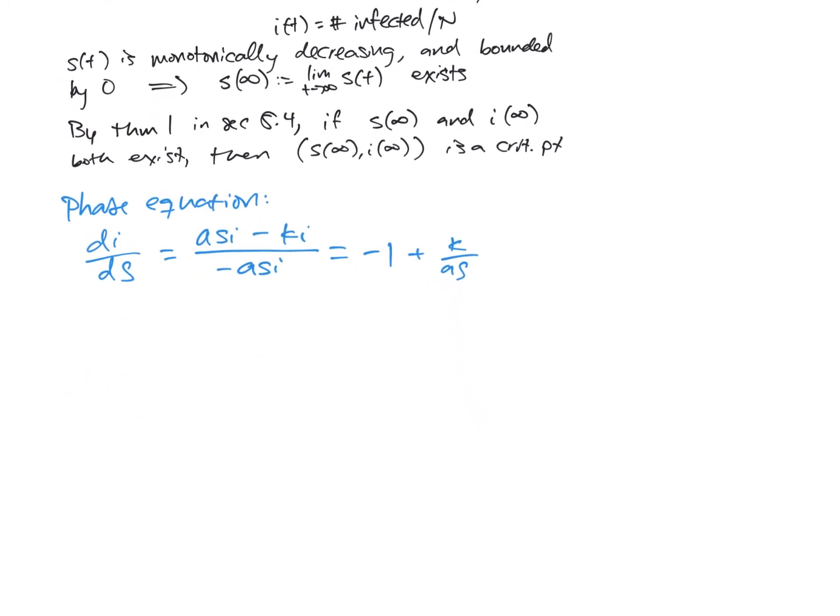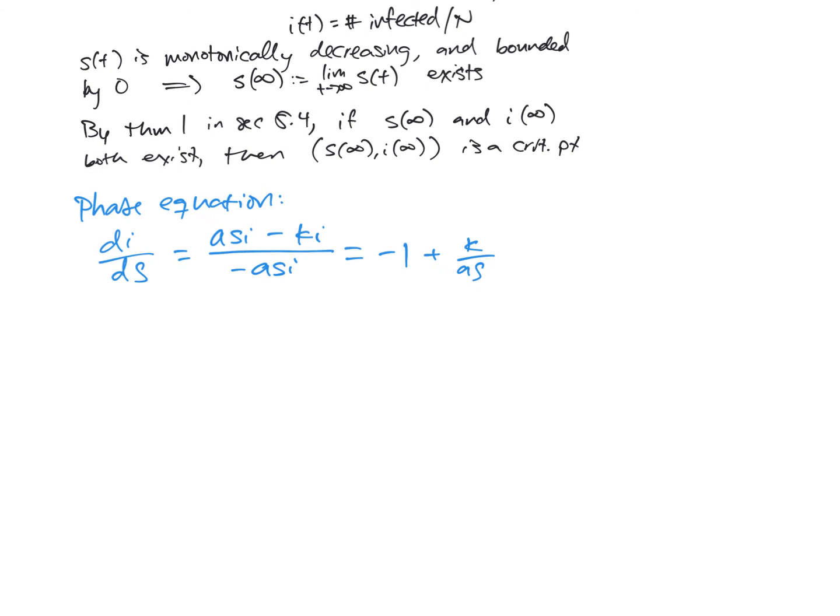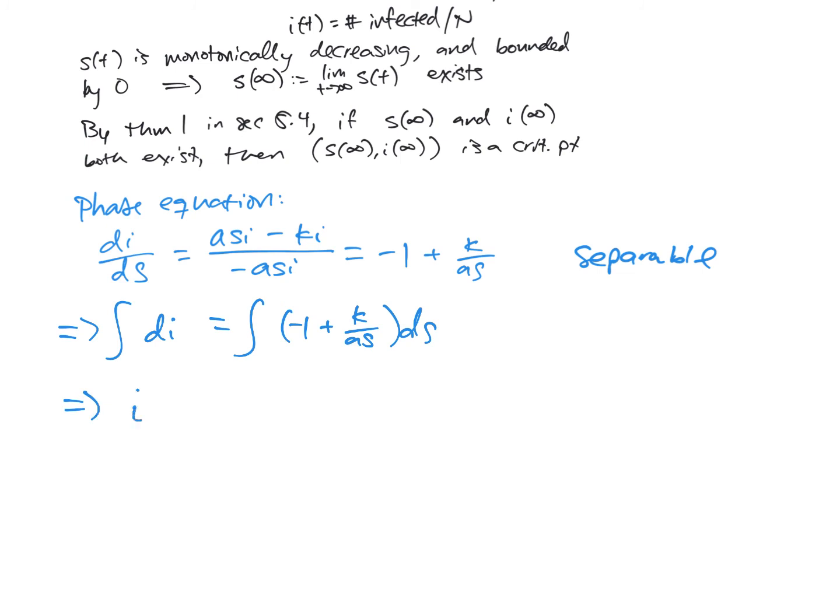And so this is actually pretty easy to solve. It's actually already separated for us, right? We can flip the dS over there and we get dI equals -1 plus k over aS dS. And we can integrate it because it's separable. And so then we get I equals -S plus k over a, that's just a constant, ln of S plus another constant.